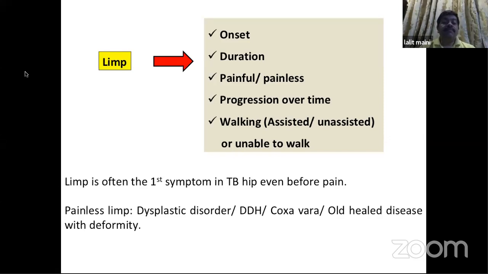Progression over time, what sort of walking does the patient have if he has a limp? Does he need assistance? Is it an assisted gait or is he still continuing unassisted? Or is he just not able to walk? At times, limp could be the first symptom in TB hip even before pain. And as I've already told you, a painless limp is a very common presentation in the pediatric hip.